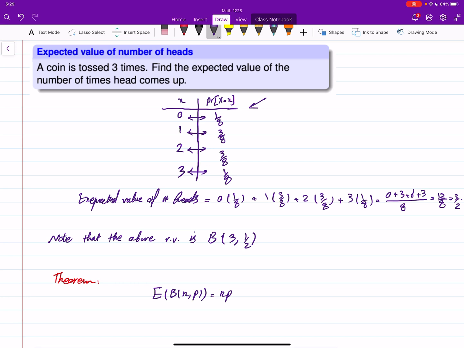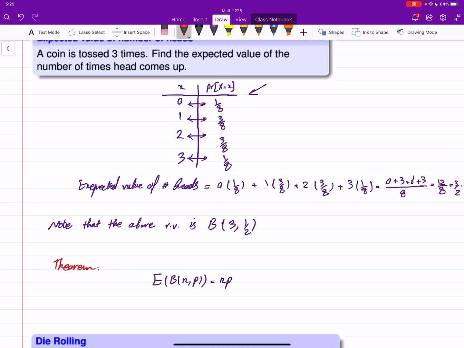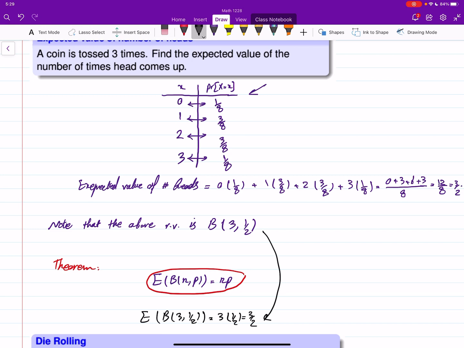Okay, so using that formula, you see that E of B(3, 1/2) is going to be 3 times half, which is 3 over 2. So this formula, at least in this example, matches. But this is a theorem. It means that it's always going to be true when you're working with binomial random variables.